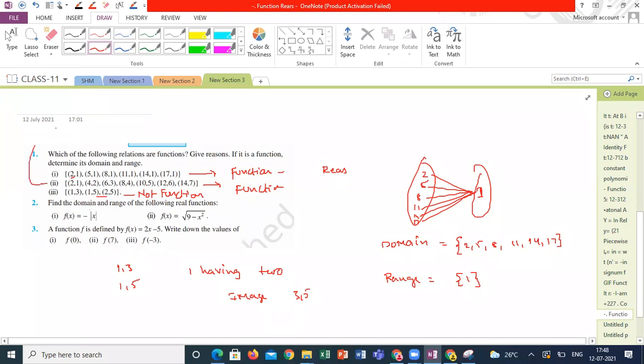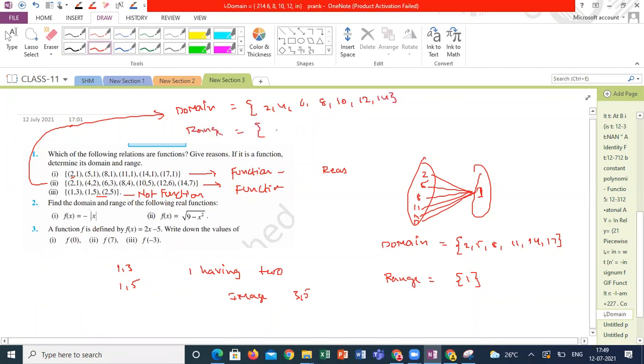But when it comes to the second question, what is the domain? 2, 4, 6, 8, 10, 12, 14. What is the range? 1, 2, 3, 4, 5, 6, 7. What is the codomain in this? The codomain can't be explained here. Codomain means they have to explain that the function is defined from one set to another set. Then only you can explain the codomain.